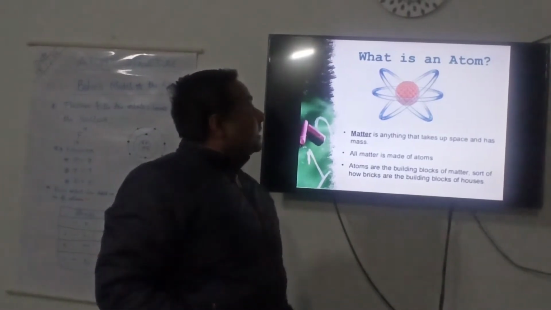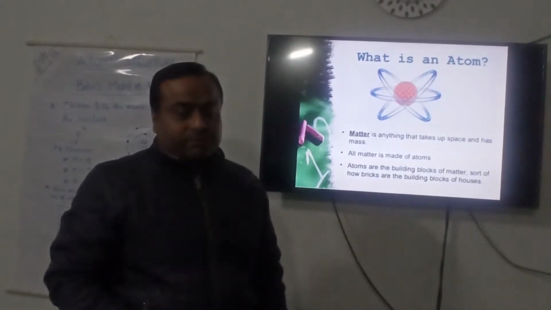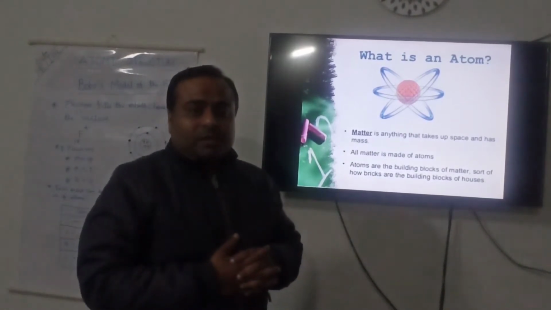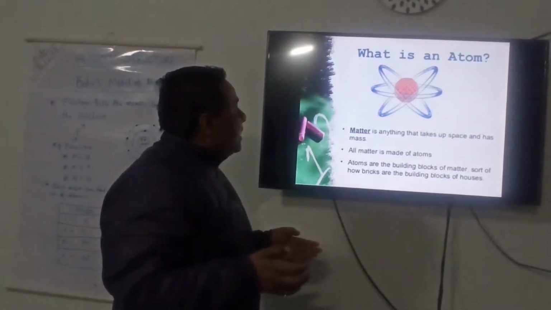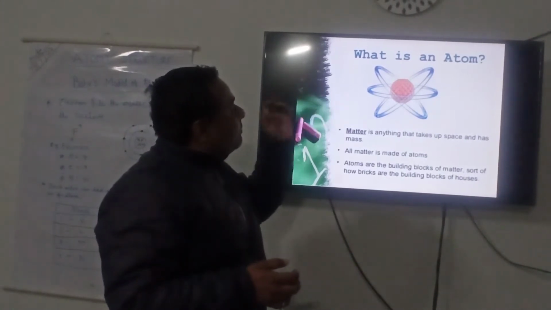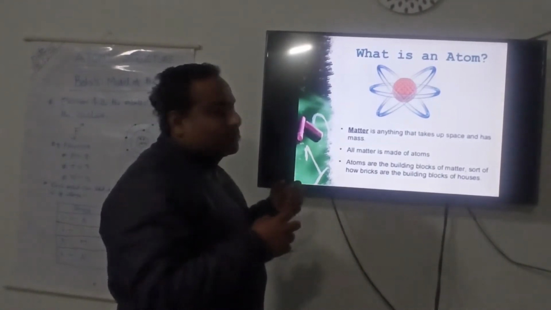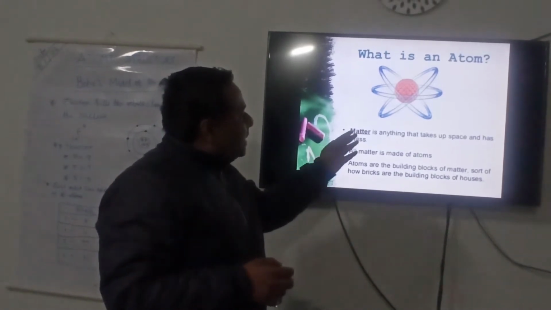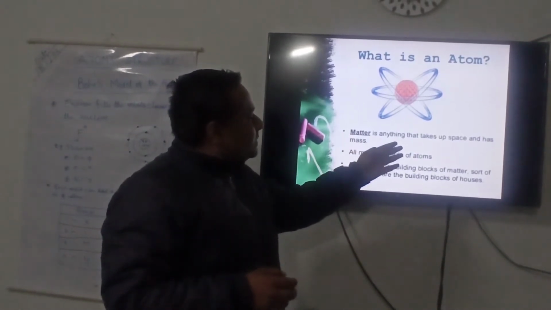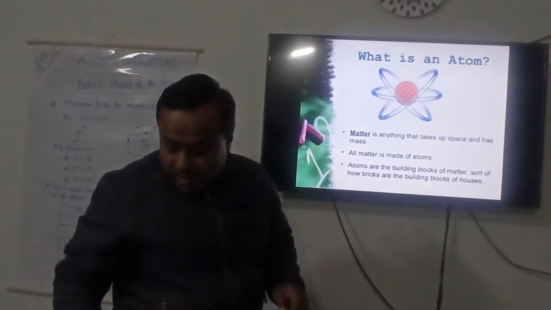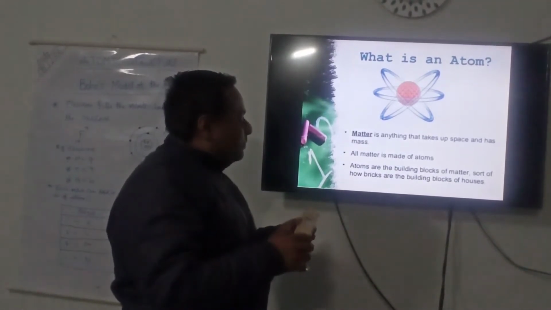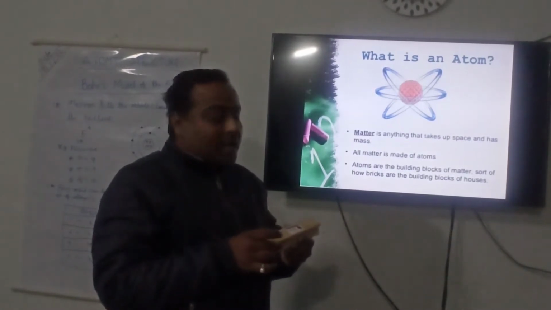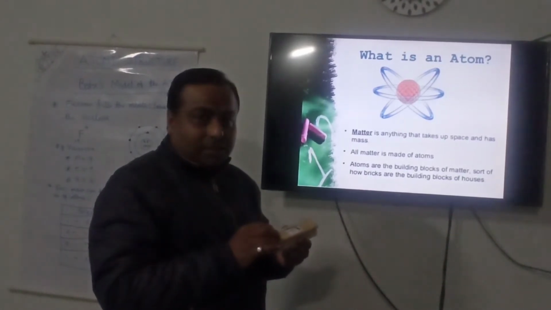Now today's topic is atomic structure. First of all, in atomic structure we should know what an atom is and what the main constituent of that atom is. Matter is anything that takes up space and has mass, like this wood is called matter and it has mass.